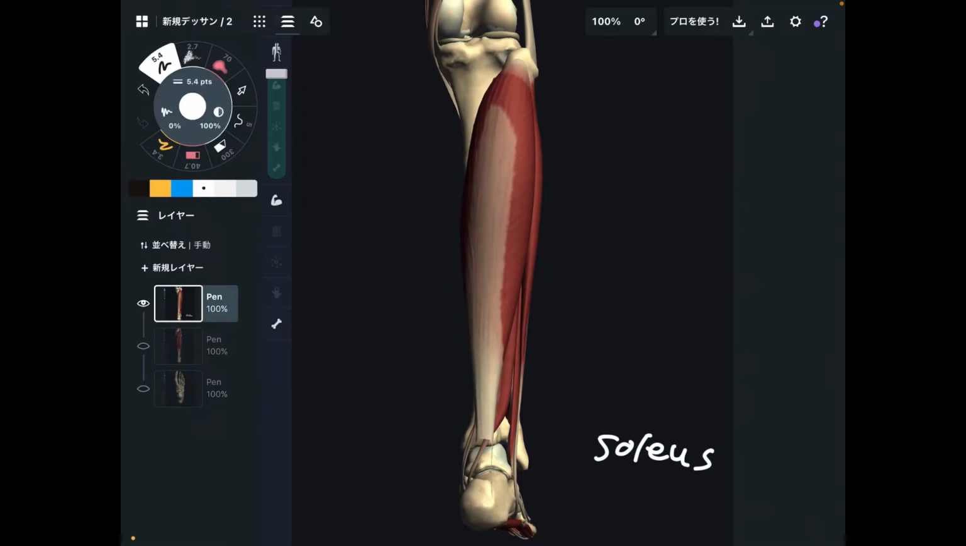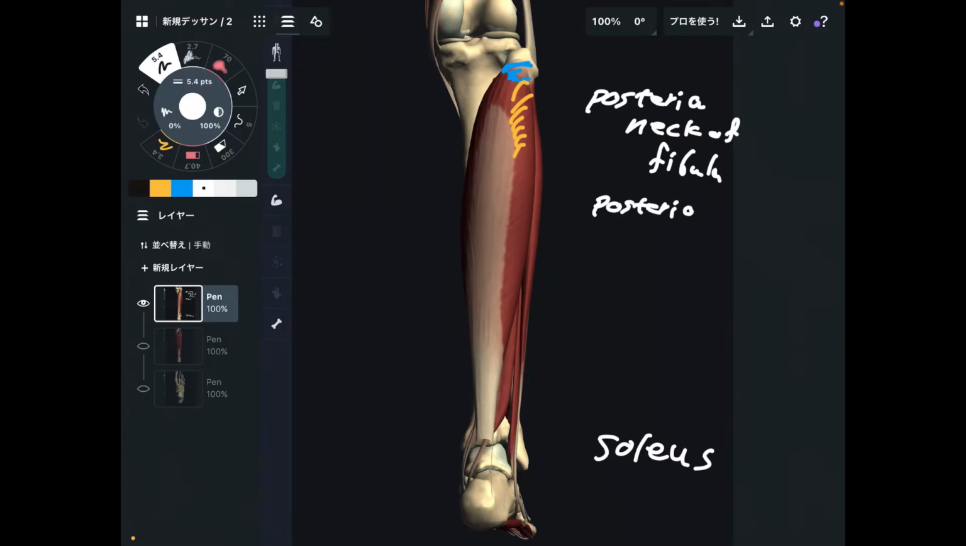Let me explain its origin first. Origin is superior part of lower leg. This part is neck of fibula that attaches to posterior part of neck of fibula, and also that attaches to posterior part of fibula. So let me write posterior fibula. And also posterior part of tibia.